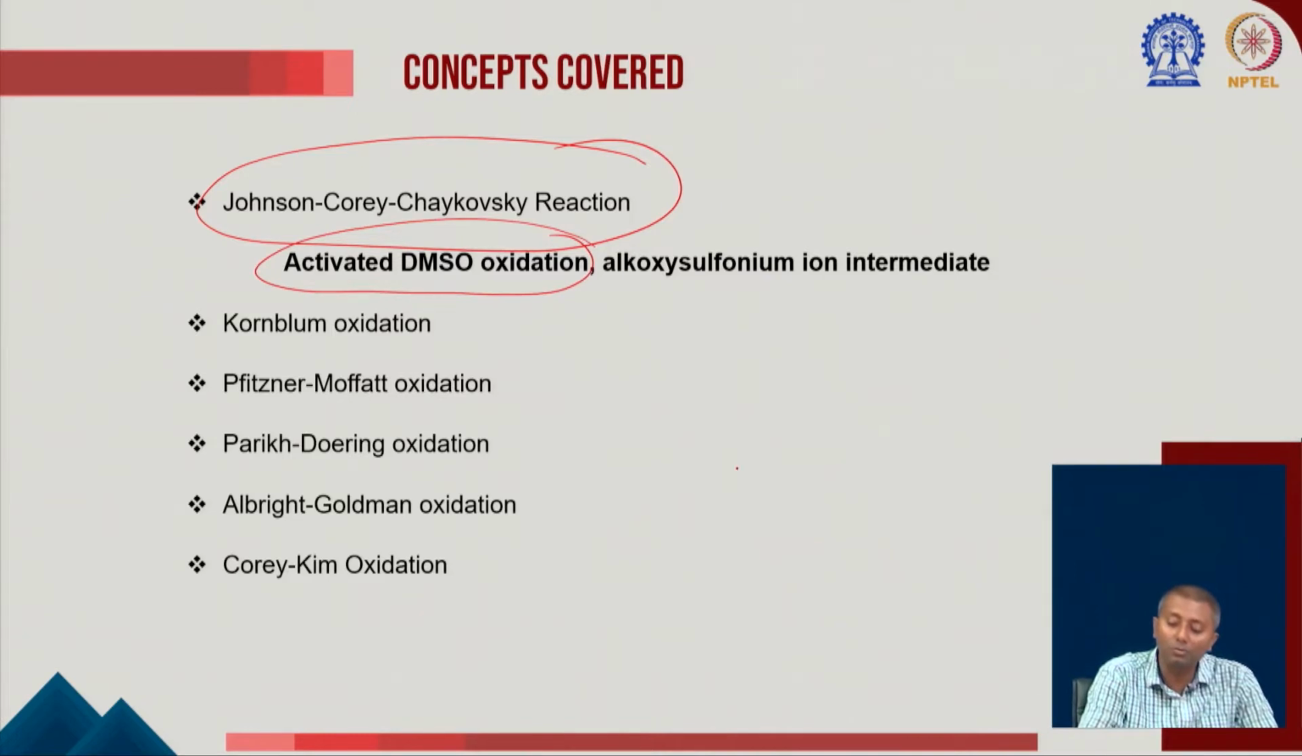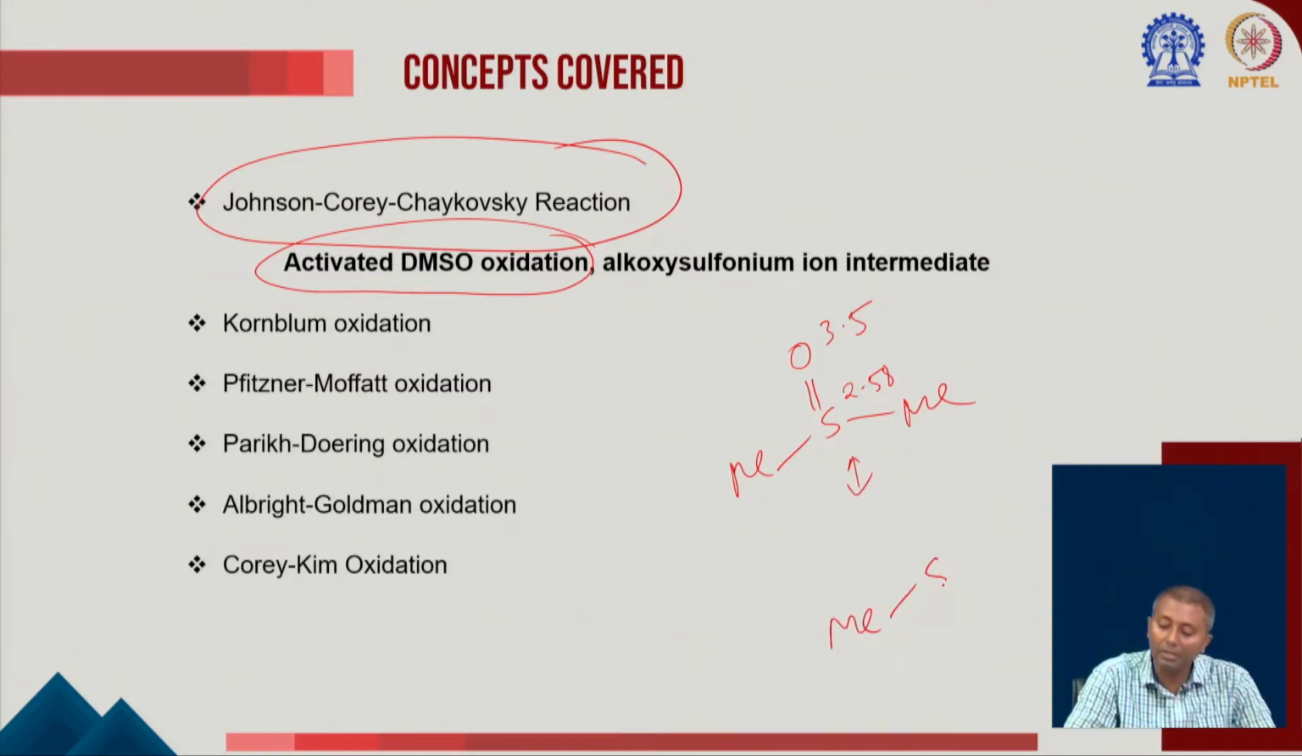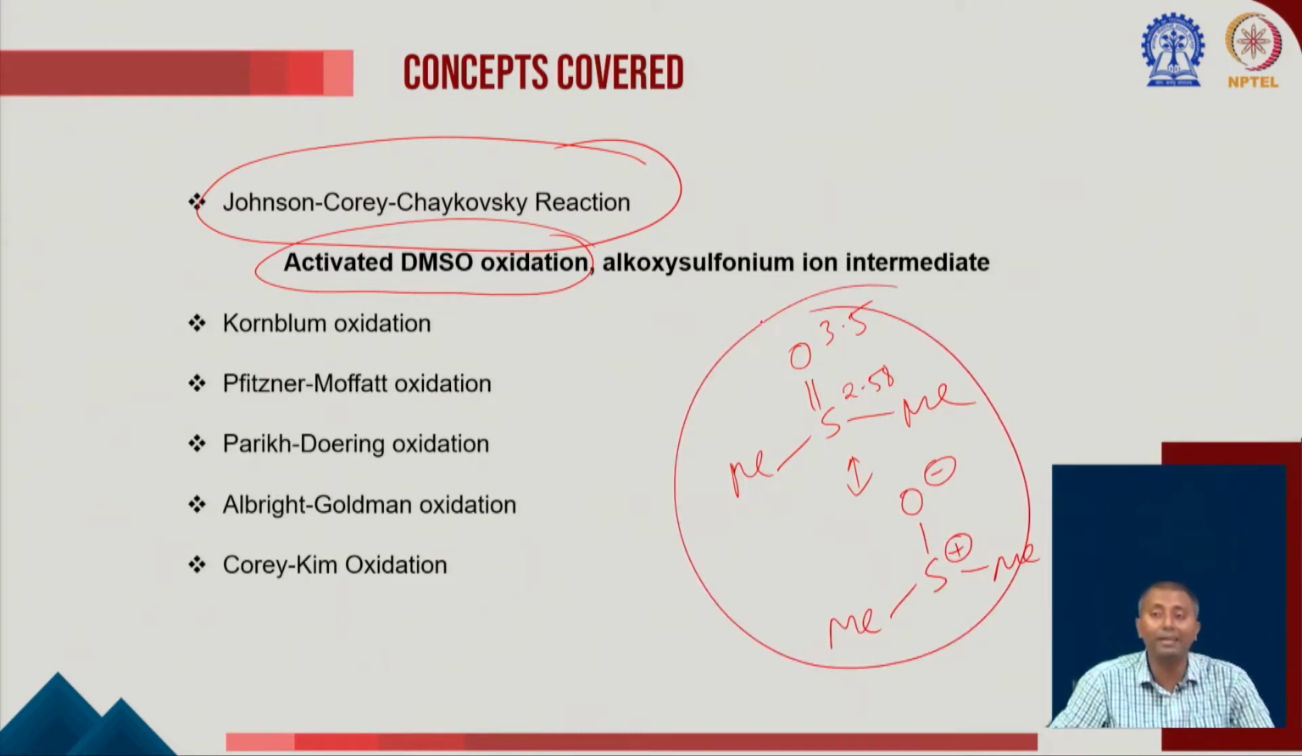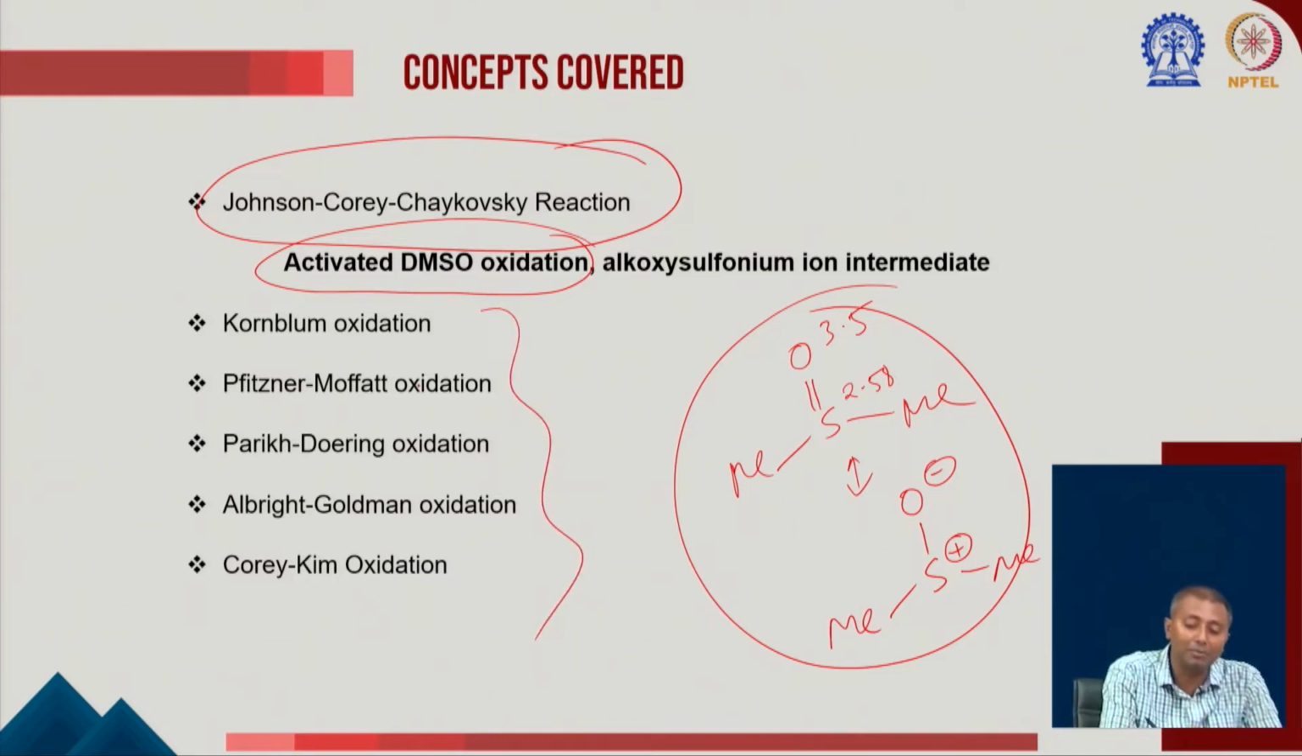You are going to see, as I told you in the last class, a very important lesson: once you think about DMSO, you should think about the electronegativity difference between sulfur and oxygen. Sulfur has an electronegativity of around 2.58 and oxygen is 3.5. That is why the electron density lies mostly on oxygen. So you can write them very comfortably as S plus and O minus. We are going to use this again and again to explain several different oxidations: the Kornblum oxidation, the Pfitzner-Moffatt oxidation, the Parikh-Doering oxidation, Albright-Goldman, and the Corey-Kim oxidation.